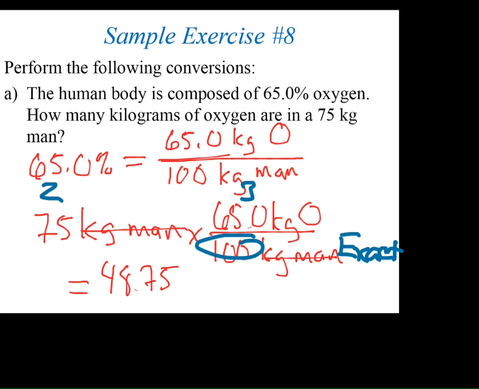So I've got 2 sig figs, 3 sig figs, exact. So what's the fewest? 2 sig figs. So I'll round that off and make it, what do you think? 49. And it's actually kilograms of oxygen, right? Kilograms of oxygen didn't cancel. Okay, so there's 49 kilograms of oxygen in a 75 kilogram man.